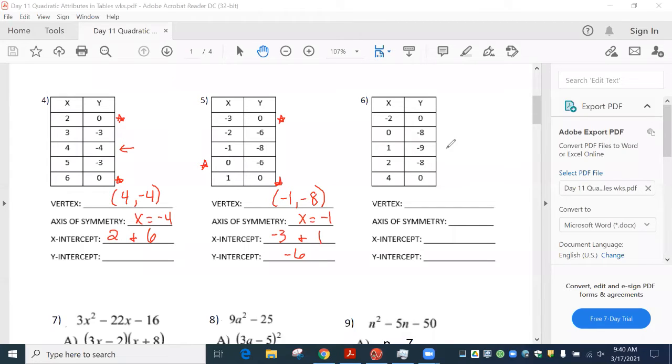All right, and then last one, my vertex is going to be 1 and -9. Axis of symmetry will always be x equals the x coordinate, 1. And then my zeros here. So I've got a -2, which is under the x, so that's an x-intercept. I've got a 0 here with -8, that's under the y, so that's a y-intercept. And then I've got a 4, which is an x, so that's an x-intercept.